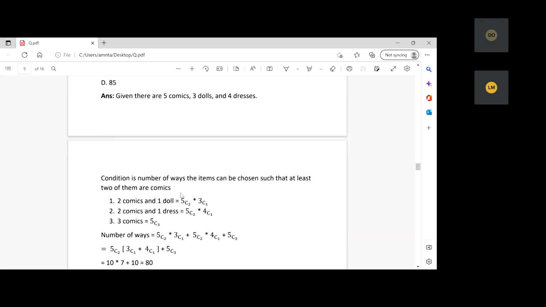So the first one will be 5C2, 3C1, one from the dolls. The second one is 2 comics and 1 dress, which will be 5C2, 4C1. And the third will be 3 comics alone, which is 5C3. It's just an addition of these three. You have to find out the total. So here, when you take this 5C2 outside, you have 3C1 plus 4C2 plus 5C3.